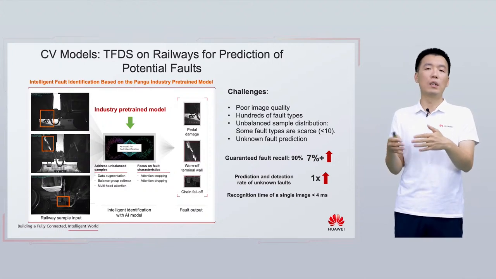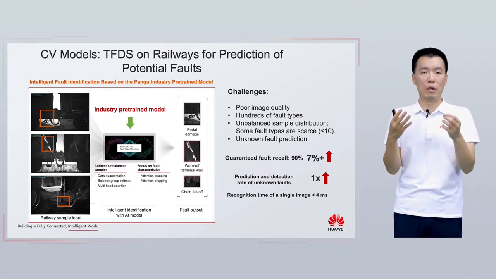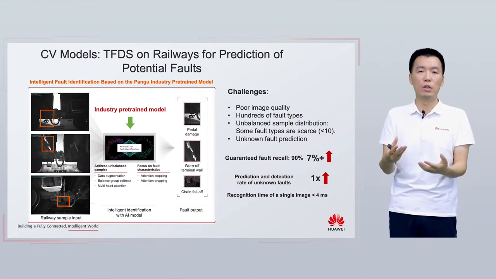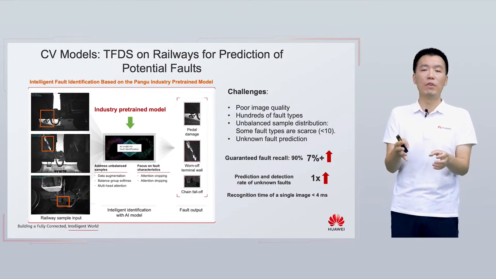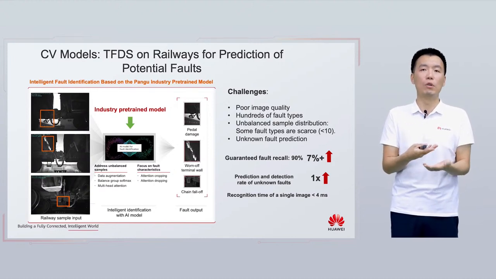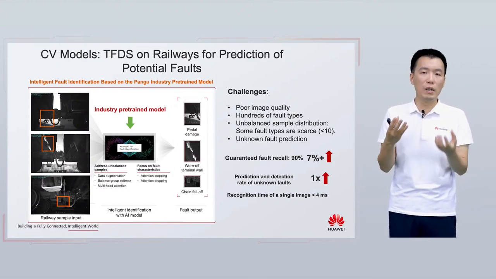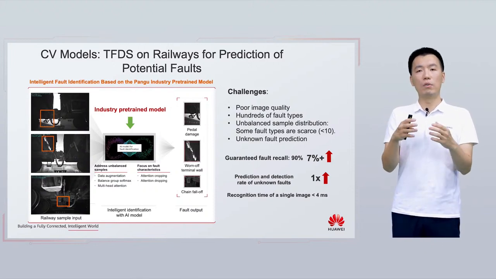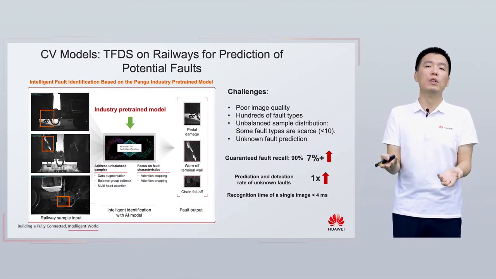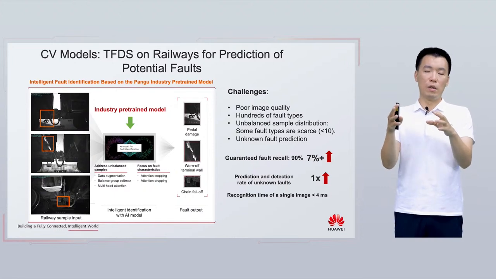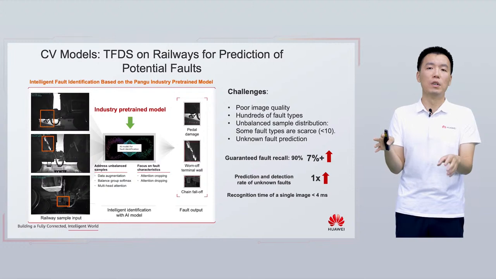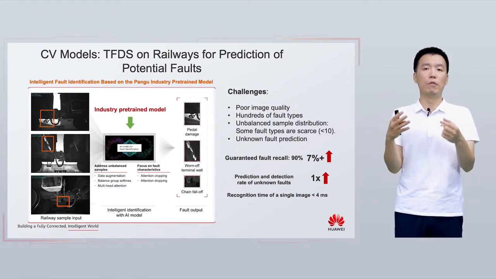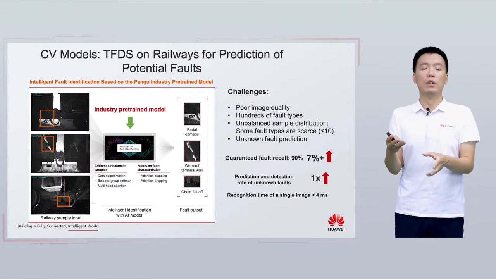So it means that in the conventional development mode, you need to develop more than 100 models to deal with these faults. But now, given our large pre-trained model Pangu, you only need a few models, three to five, so that you can generalize the three to five models to these different faults. So it saves a lot of working effort.